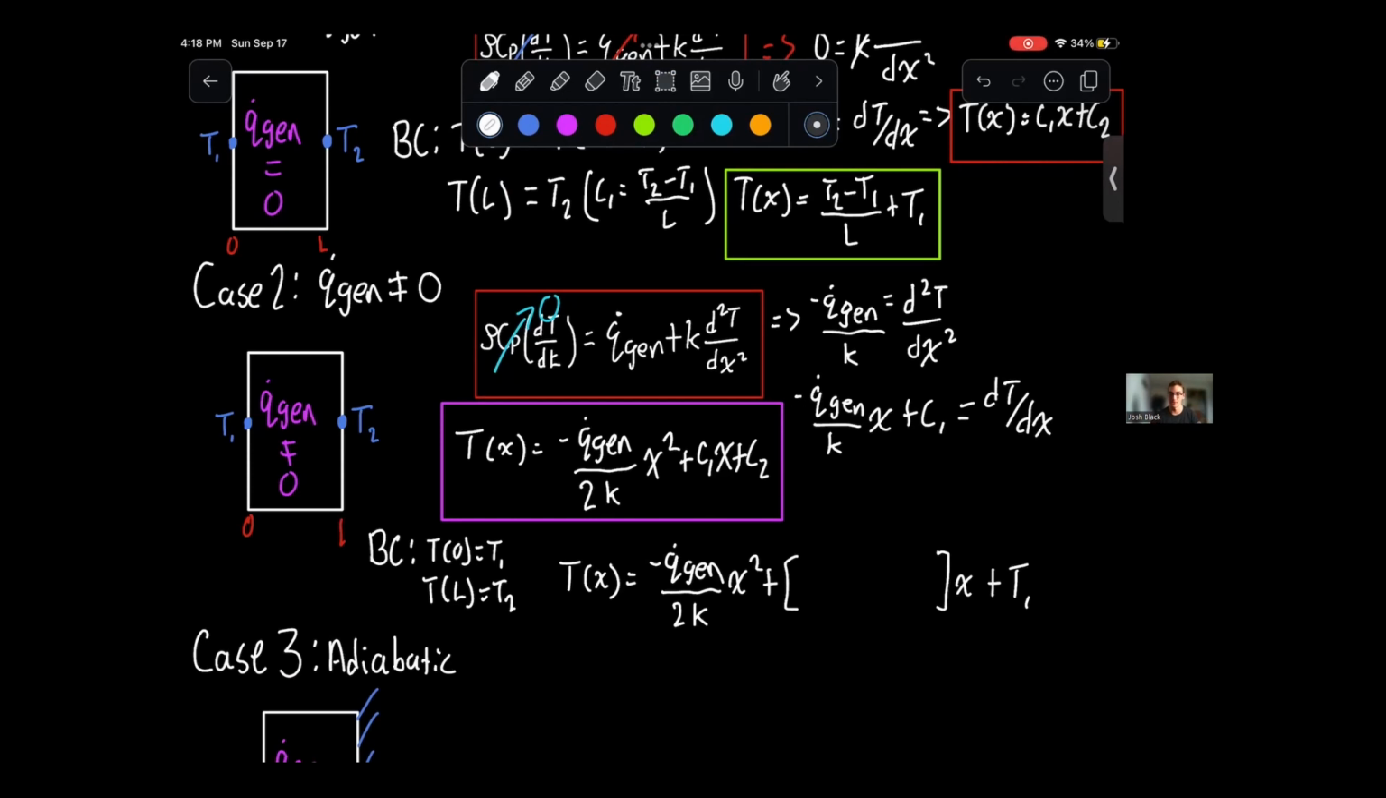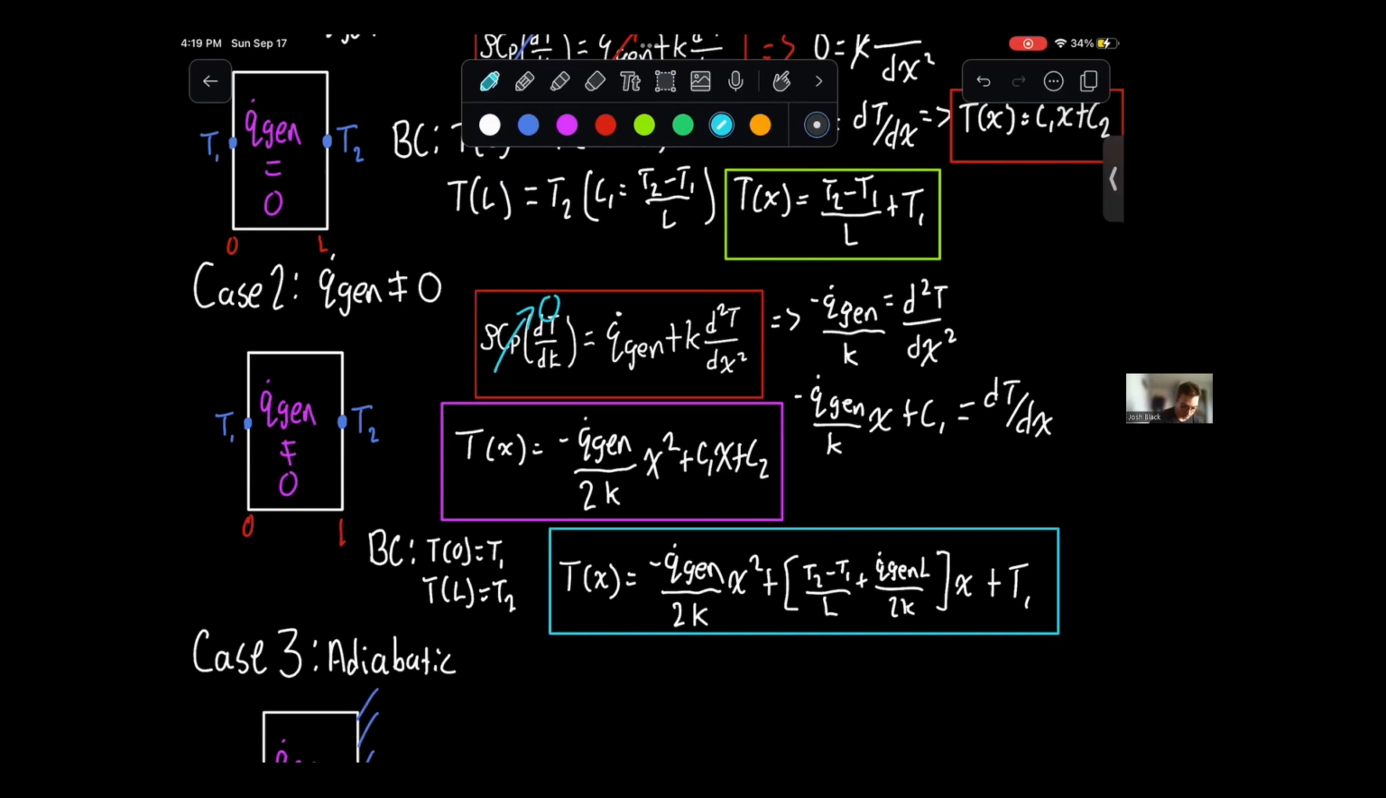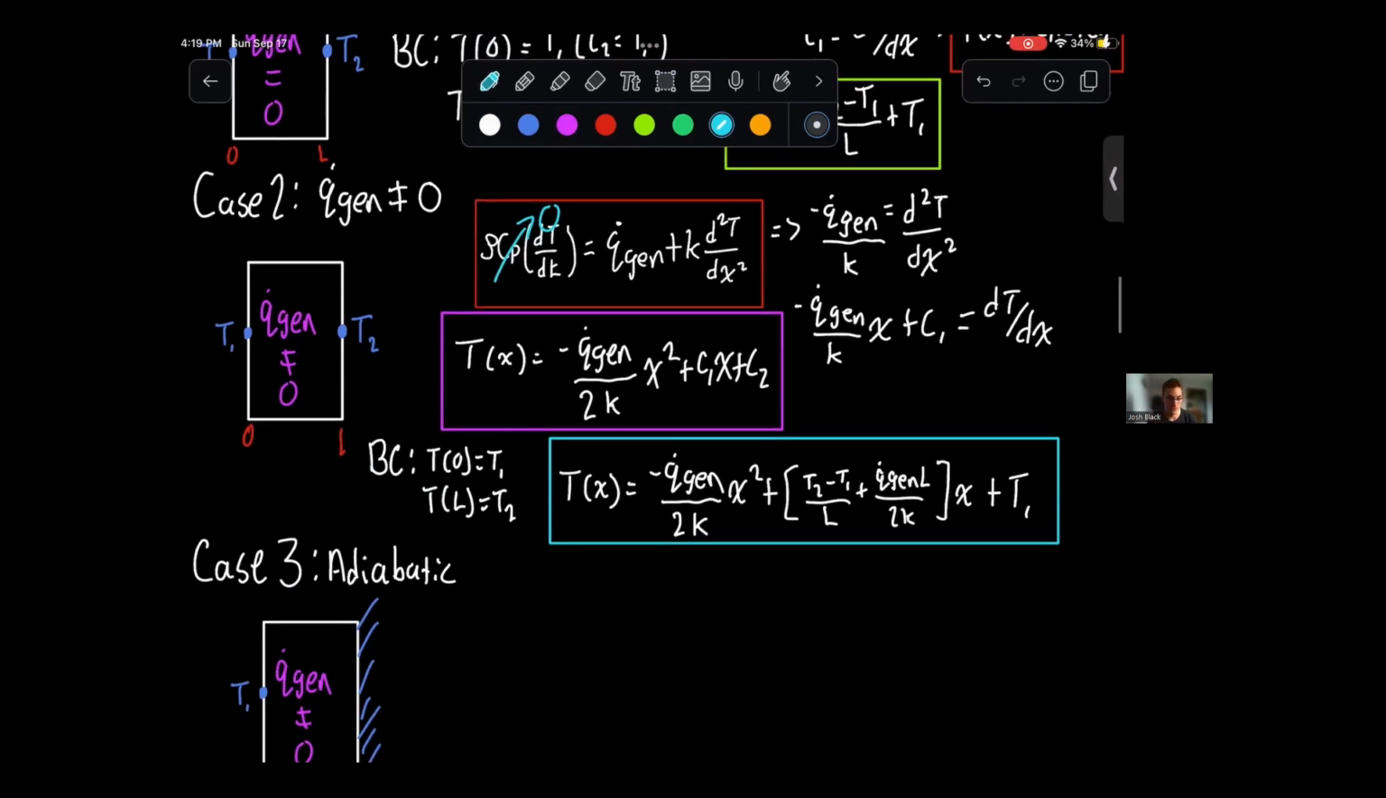When we plug in L, our stuff stays, so we have to do some algebra. We end up getting T2 minus T1 over L, plus Q gen L over 2K. That is equal to C1. And again, if you're not convinced, I invite you to do the algebra yourself. Feel free to ask me some questions.